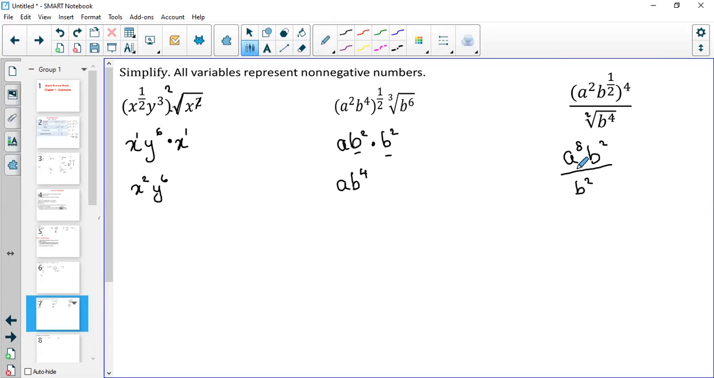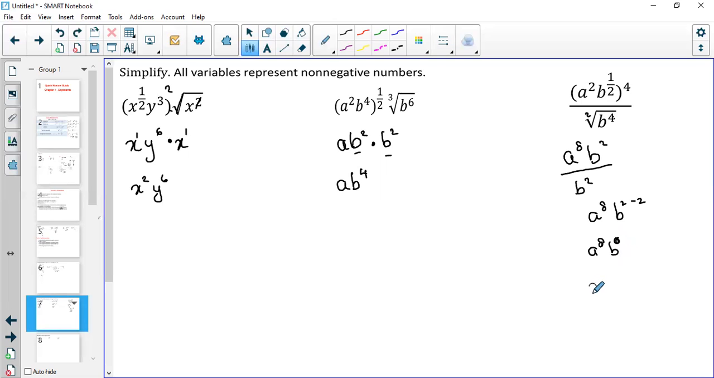Now can we leave this like that? No, because we are going to divide these. Remember what was the rule for dividing exponents? If the bases are the same, just subtract the exponents. So it's going to be a to the power of 8 and b to the power of 2 minus 2, right? Because we are dividing b squared by b squared. So this is going to give us a to the power of 8 and b to the power of 0, because 2 minus 2 is 0.